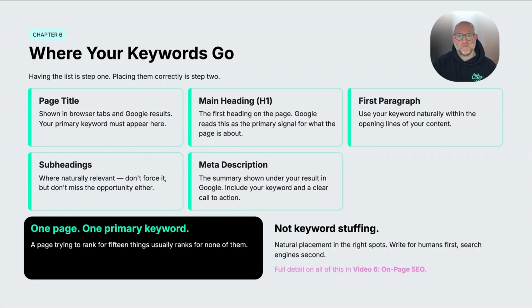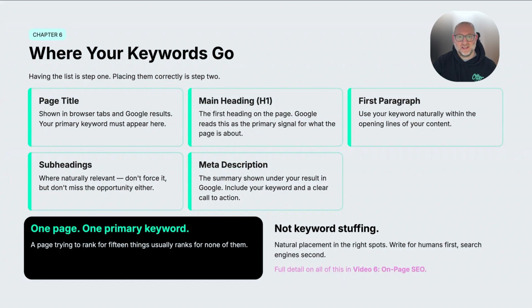So where do your keywords go? You've got your keyword list. Now what? So here's a brief preview of what's coming in the next video. Because understanding where keywords go is the bridge between keyword research and actually doing something useful with it.